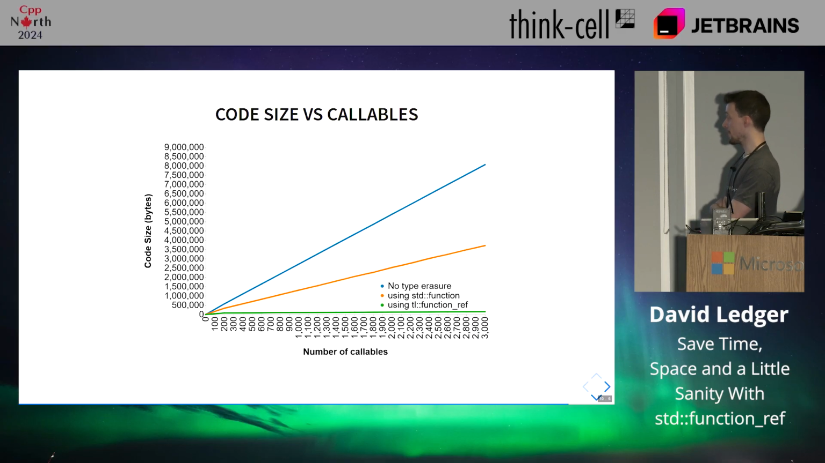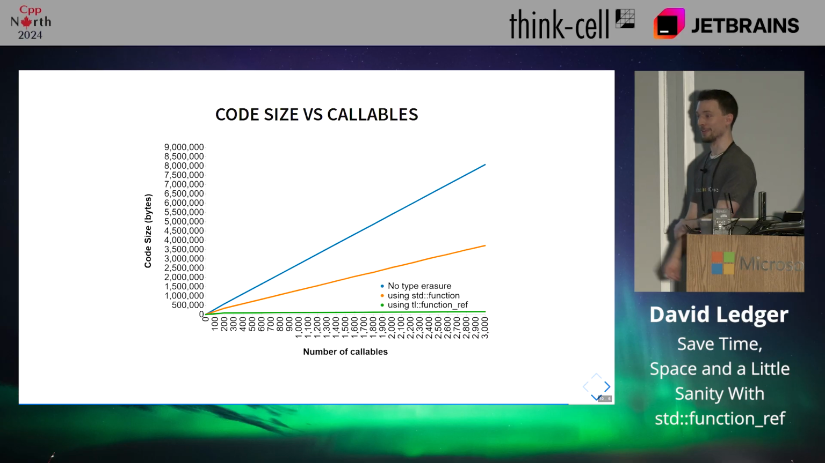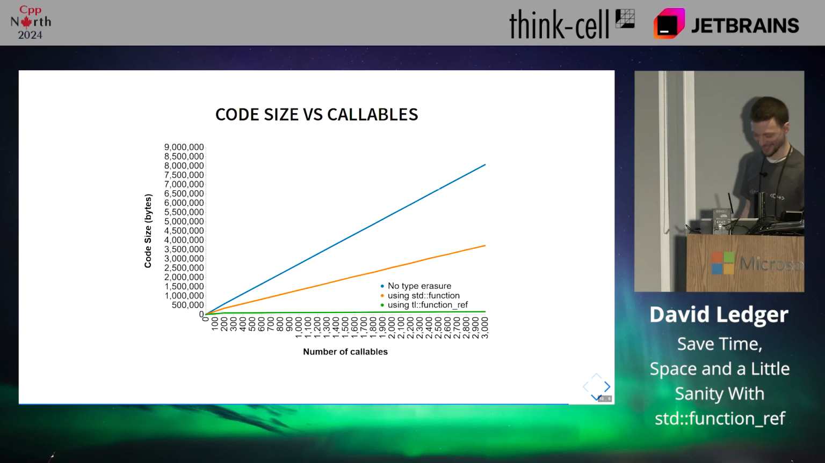std::function_ref is just a couple of pointers. So it scales excellently. It looks flat there, but it's actually not. It goes up very gradually.